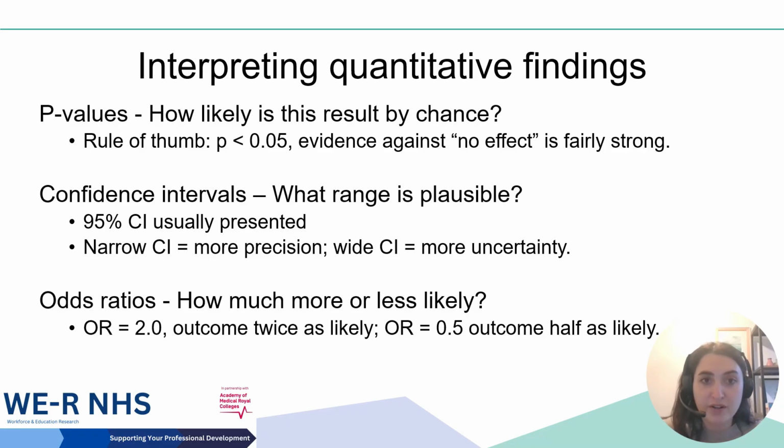Moving on to confidence intervals, and it's normally the 95% confidence interval, which is normally shortened to CI, which you see presented in results sections of research papers.